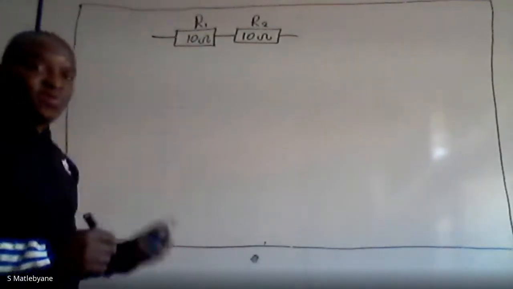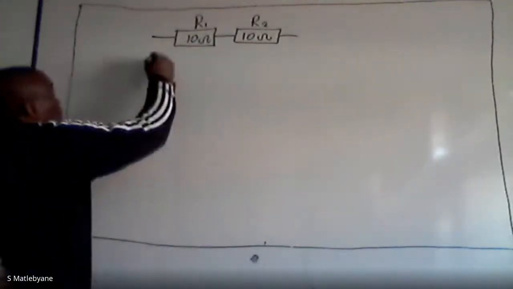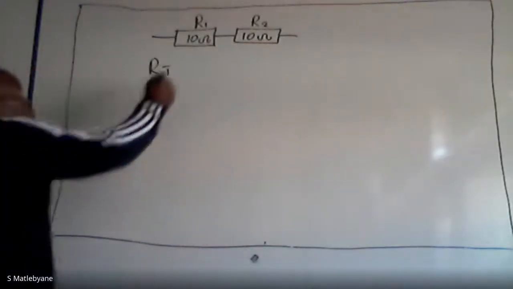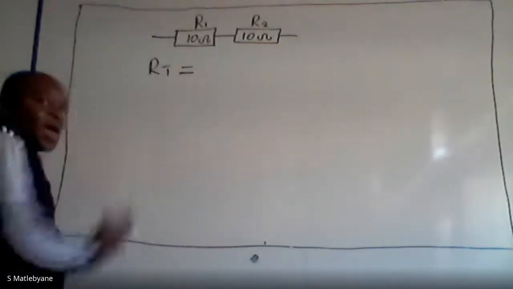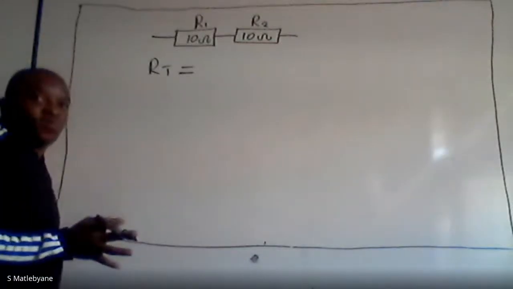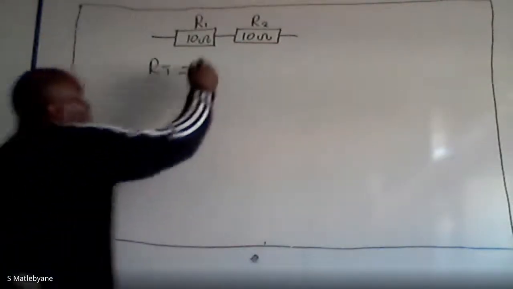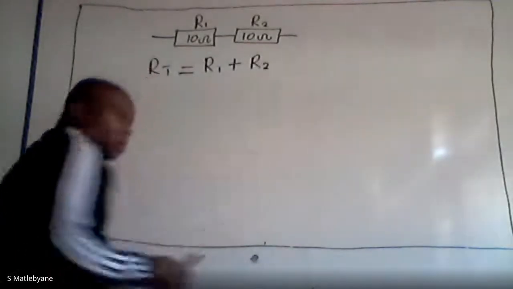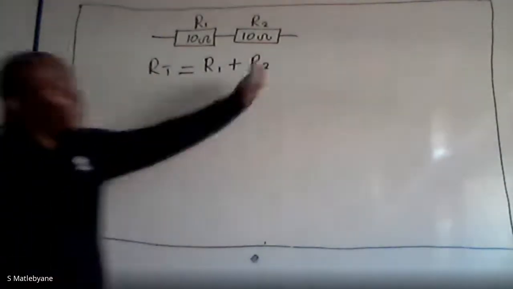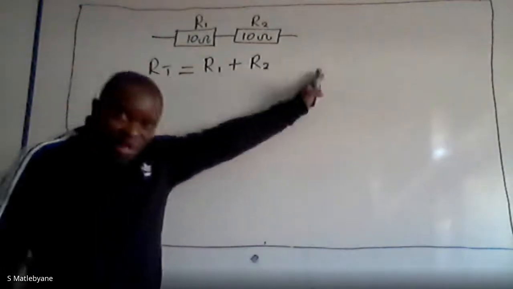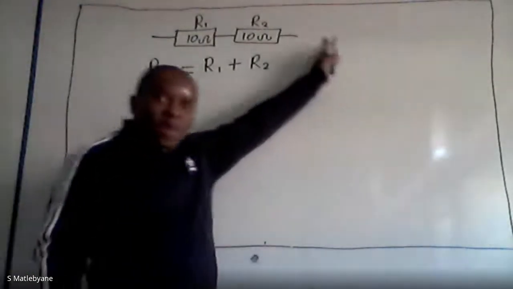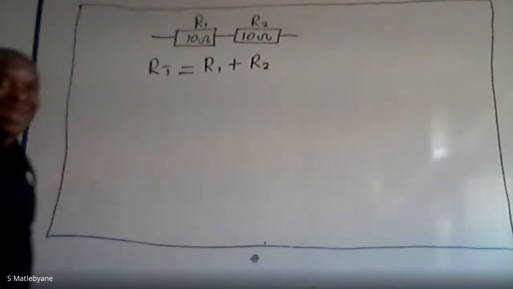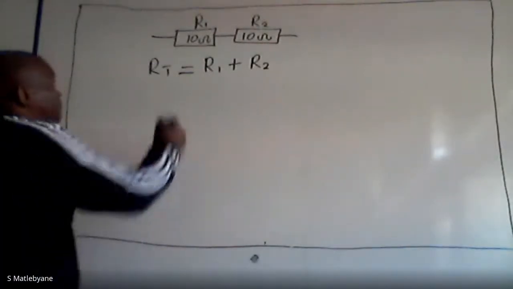When they are in series, we said we add. And the formulas will be provided for you. So we say RT, remember R is for resistance, T is for total. So we say total resistance equal to R1 plus R2. We stop at R2. If there are 3 resistors, I will say plus R3. If there are 4, I will say plus R4, depending on the number of resistors that I am given.